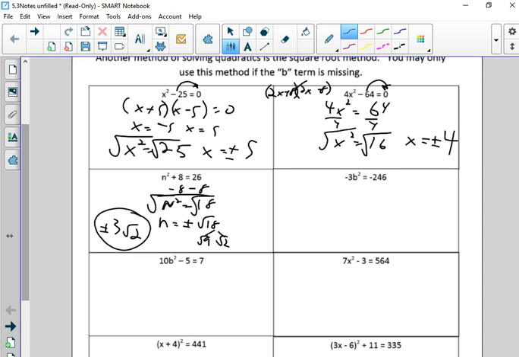That was 19. It would just be plus or minus square root 19. The 19 doesn't simplify.